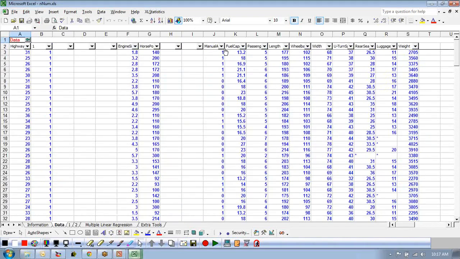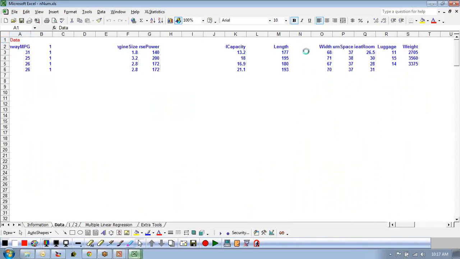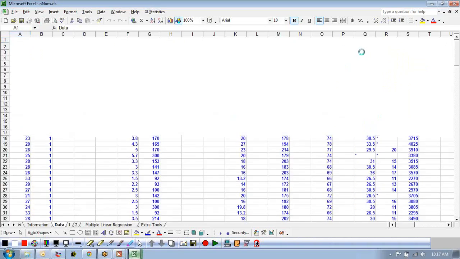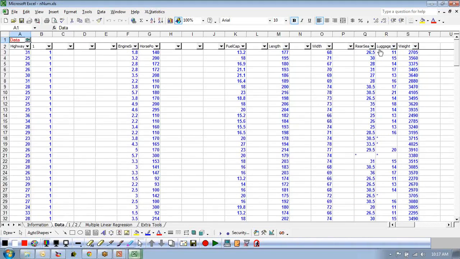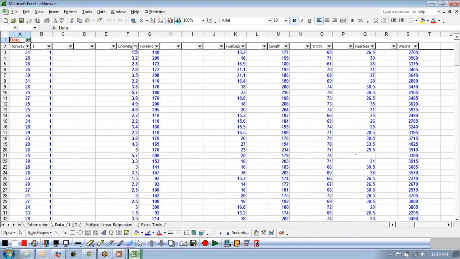Revolutions per minute, I guess there's two of them. Manual or non-manual, leave that in. Fuel capacity, yes. Passenger size, no. Length, yes. Wheelbase, no. Width, yes. U-turn, no. Rear seat room, yes. Luggage, no. And weight. So there it is right there. We've got 1, 2, 3, 4, 5, 6, 7 variables in this.